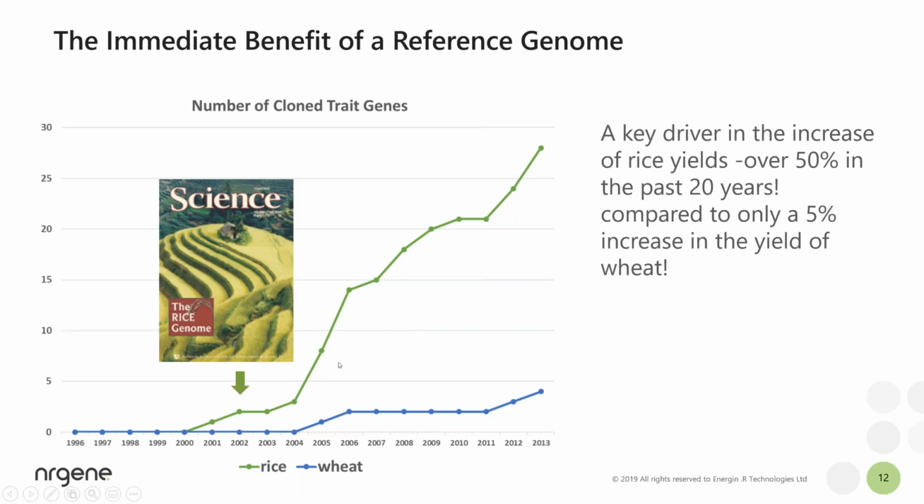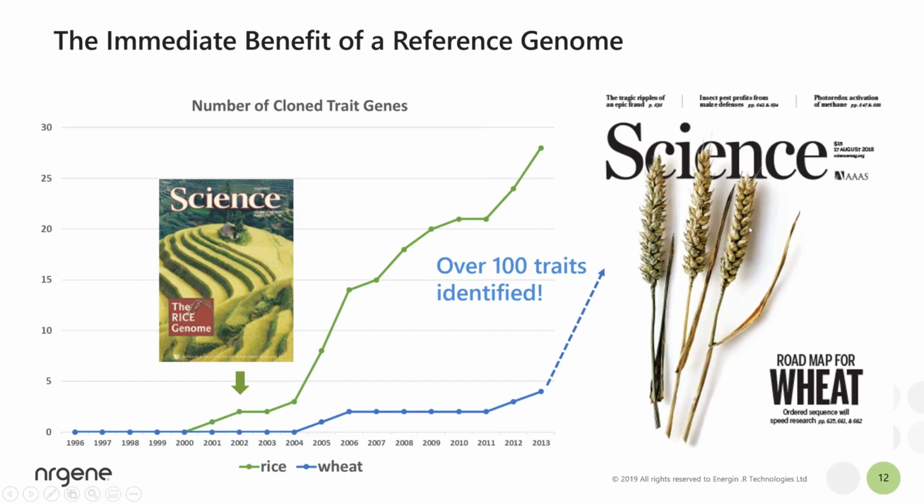This is because, as this graph shows, in rice, for example, since the year 2000, when the first rice genome was published, about 50% of yield-related traits were discovered after the rice genome was present. It's a significant driver in trait discovery to have a genome. When you compare that to the lower graph in blue of wheat that did not have a good reference genome, or hardly a reference genome at all until last year, you can see there was hardly any increase. Almost 4 traits were cloned for wheat breeding.